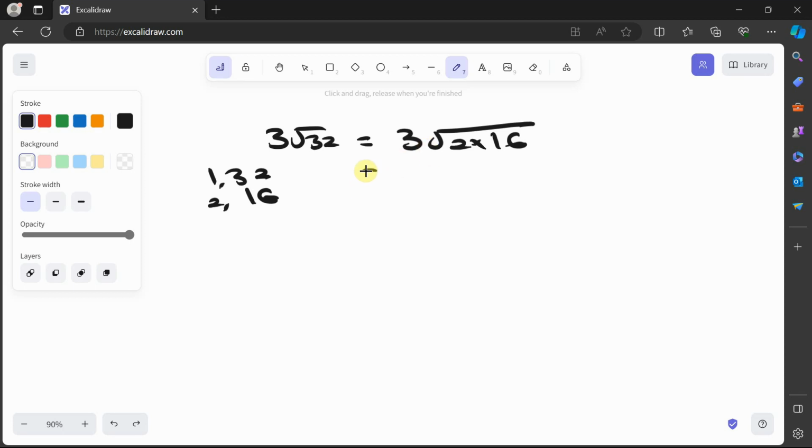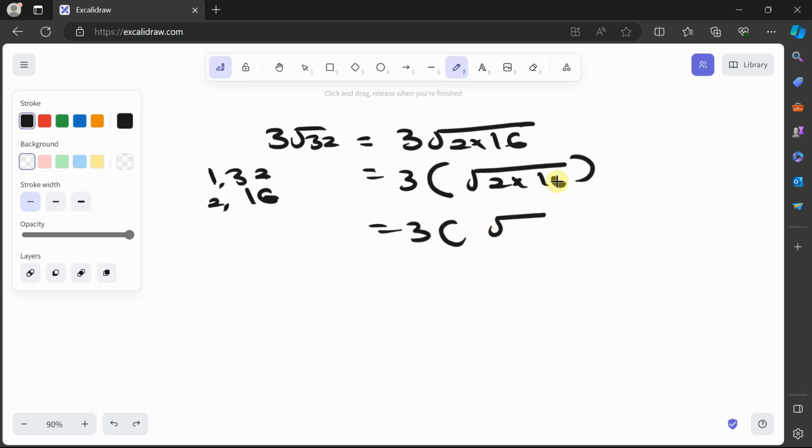So somebody could say, oh, maybe this is like saying 3 root 2 times 3 root 16. No, this is wrong. What you do first is that you factor out that 3. So this is like 3 open brackets root 2 times 16. That 3 is independent of whatever you're doing inside your brackets. So it's like saying 3 open brackets roots.